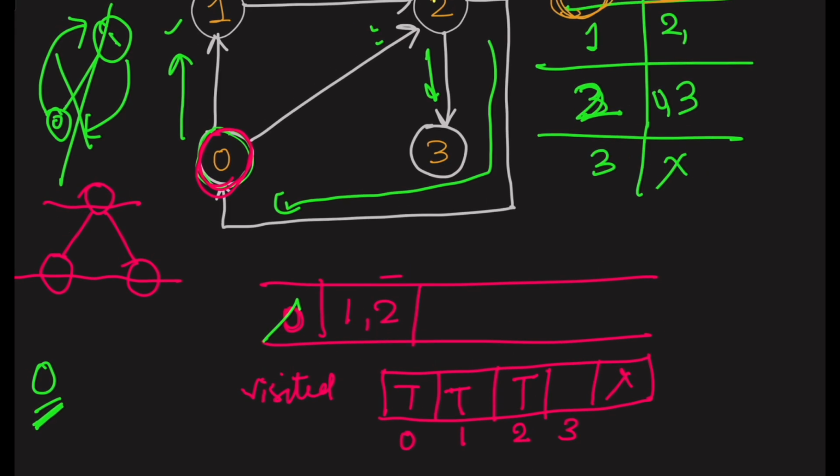Now we are going to take out 1. We are going to poll it. Now we are going to check who the neighbors of 1 are.